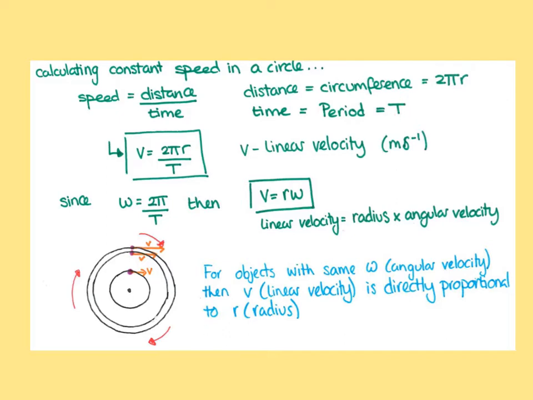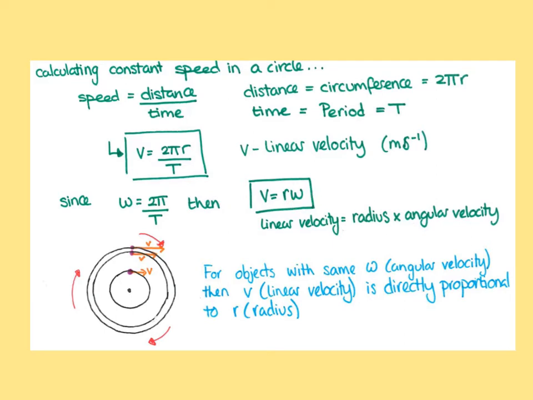So if we put these two expressions into speed equals distance over time, we are left with v equals 2 pi r divided by T. And in this case, v is our linear velocity. This is measured in meters per second, unlike angular velocity, which was radians per second. Now we know from our previous slide that the angular velocity is equal to 2 pi over T. If we substitute this into this expression for linear velocity, we get the linear velocity is equal to the radius multiplied by the angular velocity.